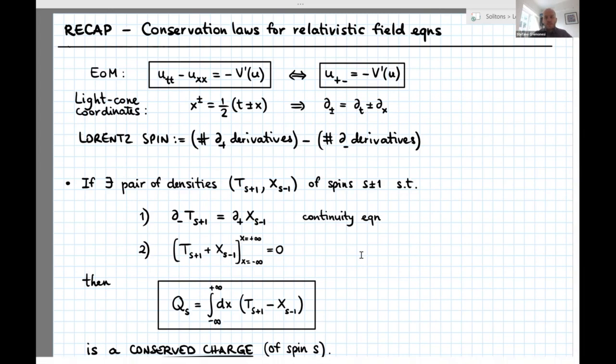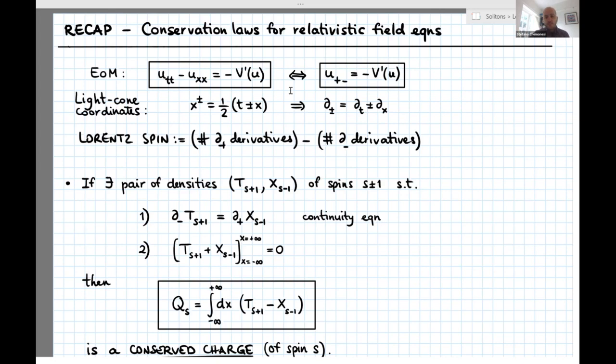Let's first recap what we saw last time. So we were looking at relativistic field equations in 2 dimensions for a field u, a function of 2 coordinates, t for time and x for space, which satisfy this equation of motion here. And our aim is to derive conservation laws for such relativistic field equations.